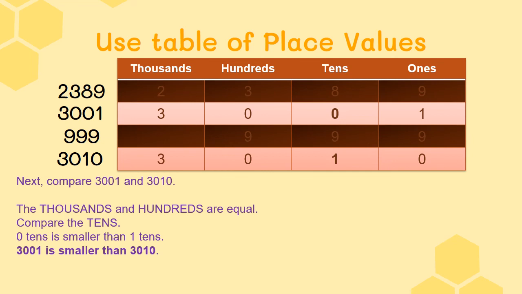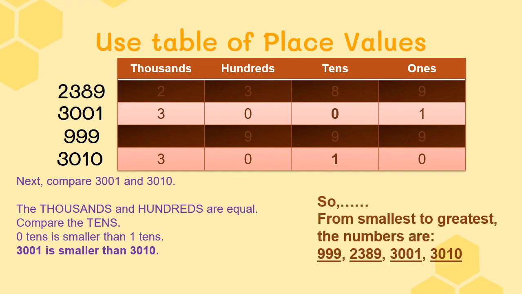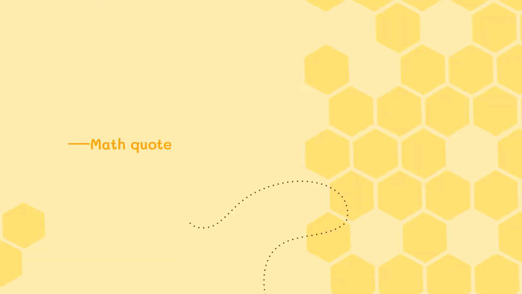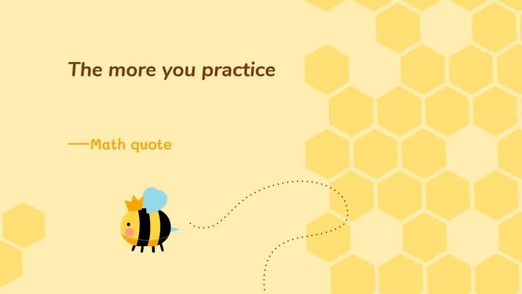So we already know which number is the smallest, and the second smallest, the third smallest, and the last, the greatest. Now we arrange it. 999, 2,389, 3,001, 3,010. The more you practice, the better you get.